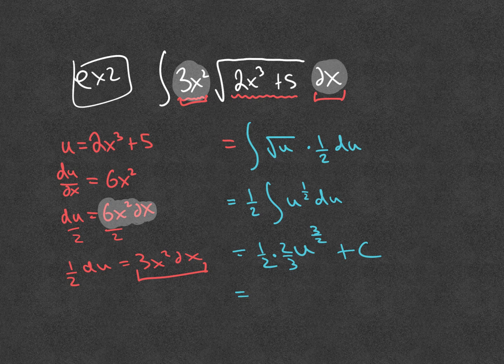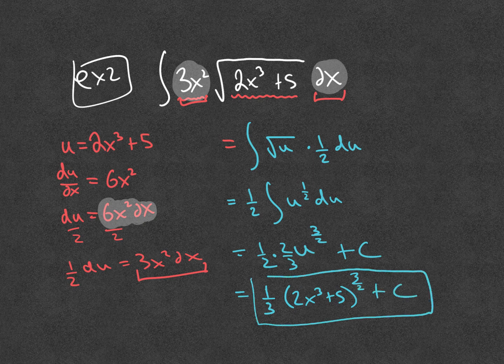And that's going to give me, the 2's canceling, so 1/3. And then I should plug back in for u. u was 2x cubed plus 5, to the 3/2 plus c, or you could write that in radical form as well.